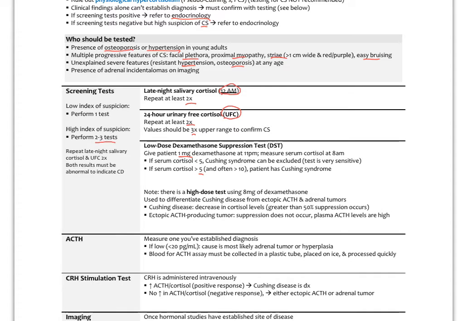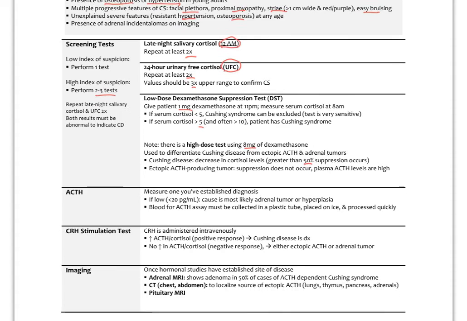There is a high dose test using 8 milligrams of dexamethasone, and that's going to help us differentiate Cushing disease from an ectopic ACTH or an adrenal tumor. So in Cushing disease, we're going to see with the high dose test a decrease in cortisol levels. So we're going to see more than a 50% suppression, versus we're going to see no suppression with the high dose test of an ectopic ACTH tumor or an adrenal tumor. All right, so that's the screening test.